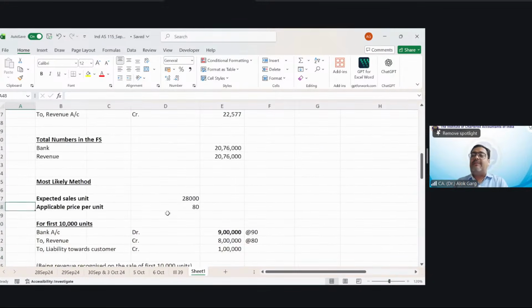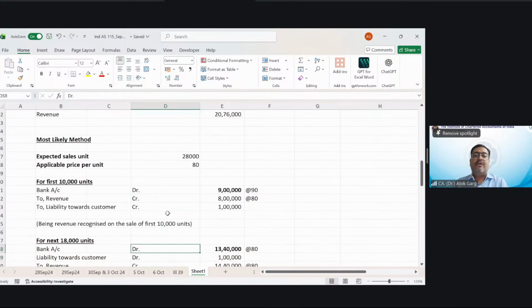Coming to the most likely method, the expected sales unit is 28,000. The applicable price is 80, right? So what you will do? You will get the money in the bank at 90 rupee for the first 10,000 units, right? 10,000 multiplied by 90. To revenue, you will recognize at 80 because you are estimating that I will be able to sell 28,000 units. To revenue 80. To liability towards customer 1 lakh.